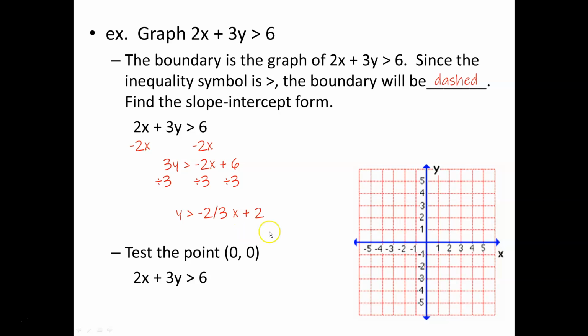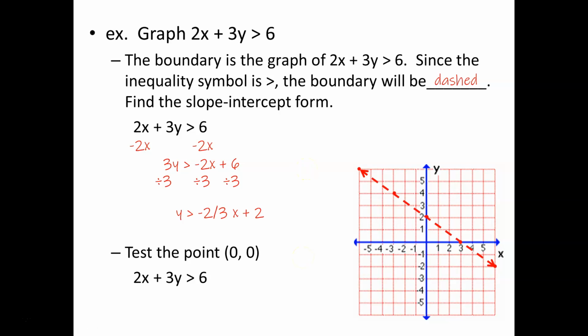So here's where we start on the y-axis when we're graphing. Then our slope is negative 2 over 3, which means we go down 2 and over 3. And we just keep going. Then we connect all our little dots with a nice dashed line.